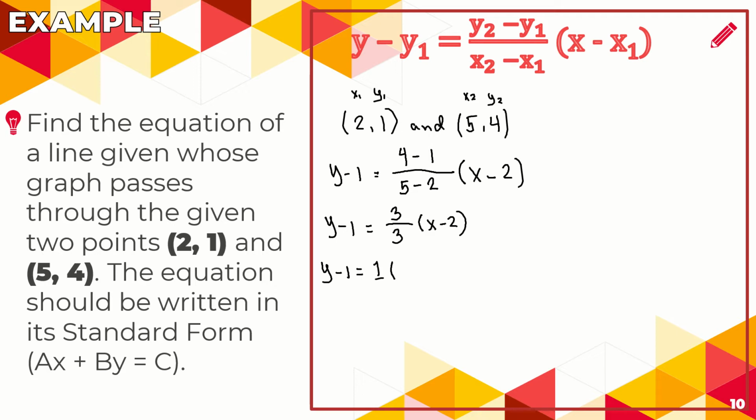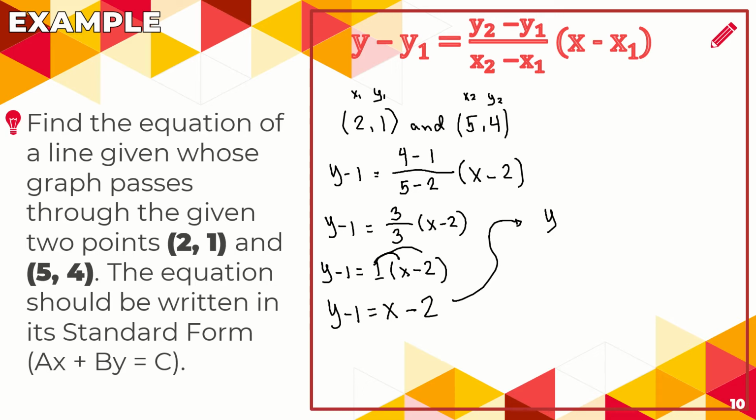Next thing to do is to distribute 1 in our binomial. So y minus 1 is equal to, and we all know if we multiply 1 to our binomial, our answer will be our binomial itself. So 1 times x is x, 1 times negative 2 is negative 2. So from this part of the equation, y minus 1 equals x minus 2.